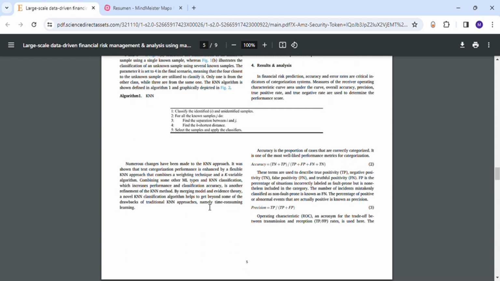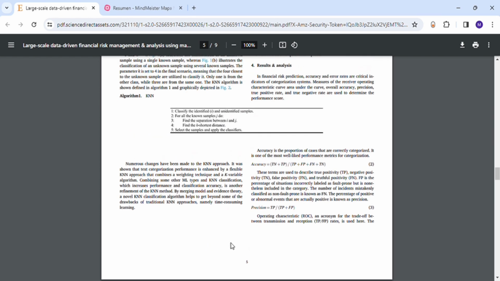It was shown that text categorization performance is enhanced by a flexible KNN approach that combines a weighting technique and a k-variable algorithm, combining some other ML types and KNN classification, which increases performance, and classification accuracy is another refined KNN method by merging the model and evidence theory. A novel KNN classification algorithm helps to get beyond some of the drawbacks of traditional KNN approaches, namely time-consuming learning.